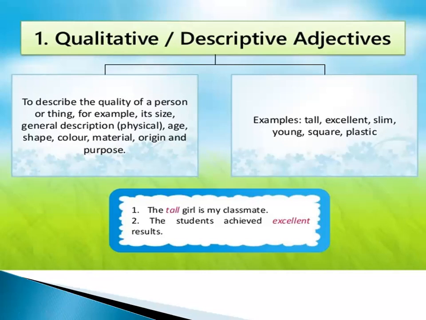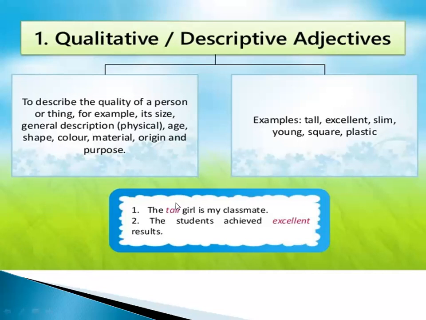For example, tall, excellent, slim, young, square, plastic. This is the material, this is the shape. You may say you are showing age over here. Tall is a physical description, excellent is the quality, size, age. My book is red in color. So all these things are discussed in the descriptive or qualitative adjective, in which you are giving the physical appearance, the physical description of anything, its size, its age, how it looks, the material it can be, its purpose, its origin, when it was born. So these all are the discussion points of this qualitative or descriptive adjective.